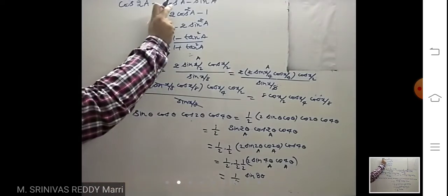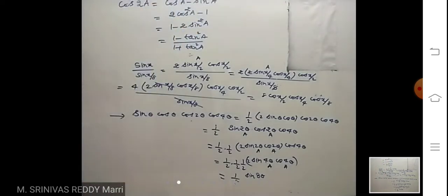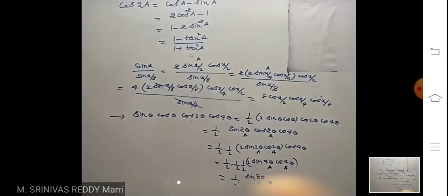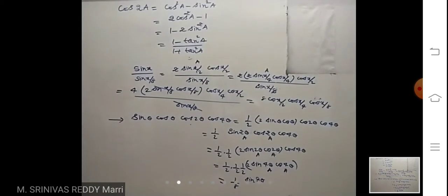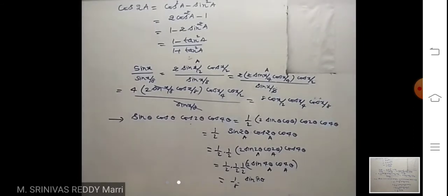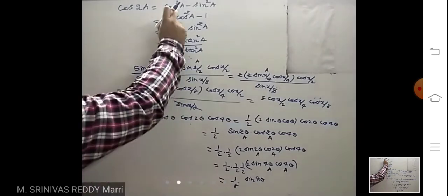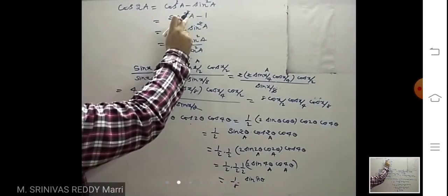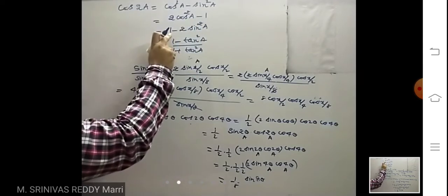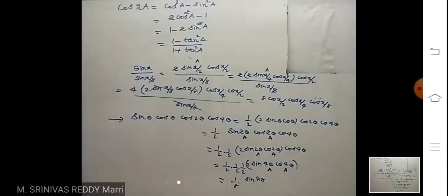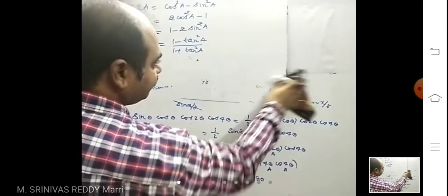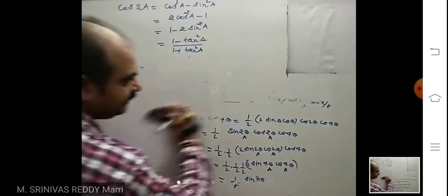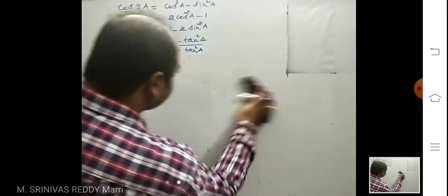Cos 2A in cos and sine: cos square A minus sine square A. One formula. In terms of only cos, 2 cos square A minus 1. In terms of only sine, 1 minus 2 sine square A. In terms of only tan, 1 minus tan square A divided by 1 plus tan square A. Now look at how to apply.